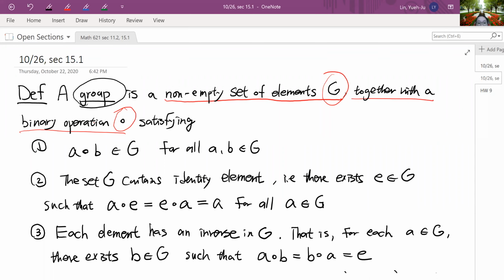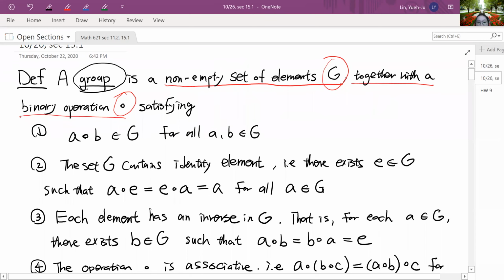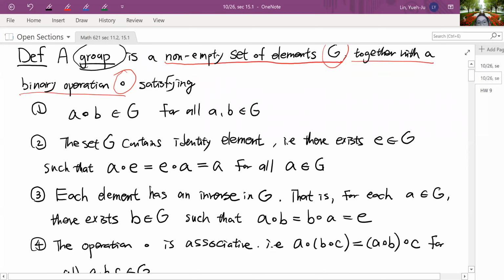Then, in order to be a group, this whole thing needs to satisfy four criteria. If you still remember something from linear algebra, back then they checked what counts as a vector space, right? There are all these axioms. Same thing here. It's a little bit similar, but not exactly the same.